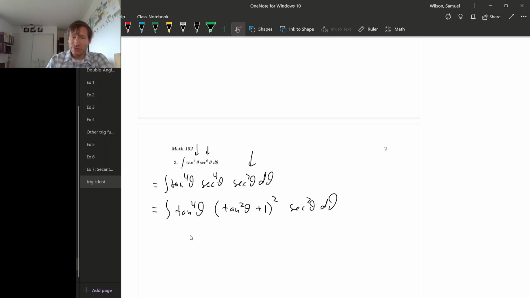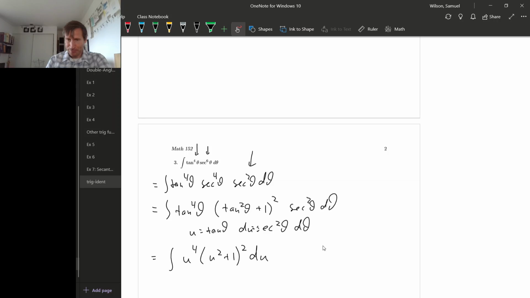Now we can do our U substitution. So U is tangent theta, du is secant squared theta d theta. And we get integral of U to the 4th times U squared plus 1 squared times du. Now we need to multiply everything out.